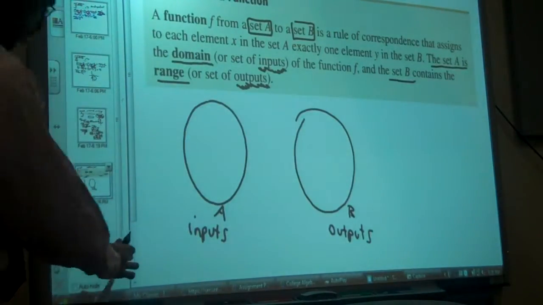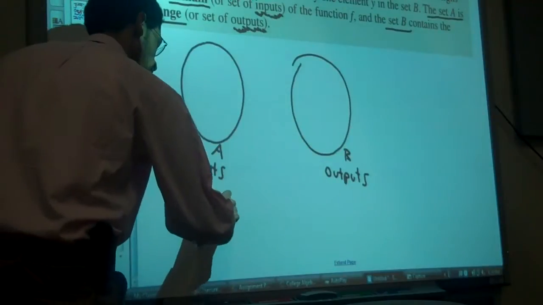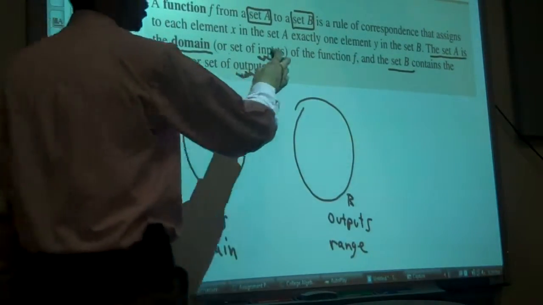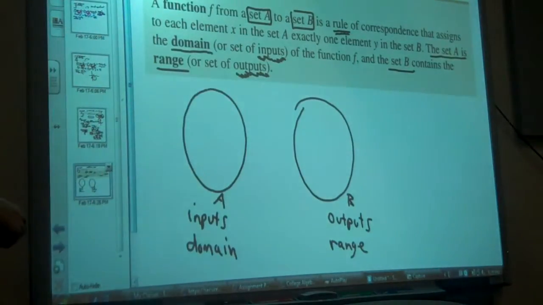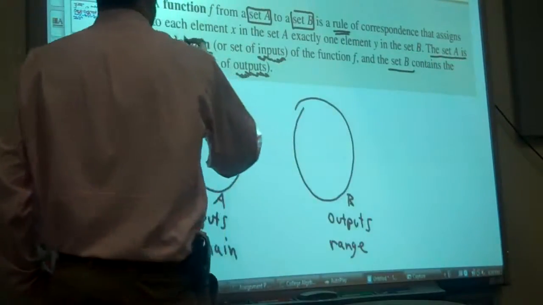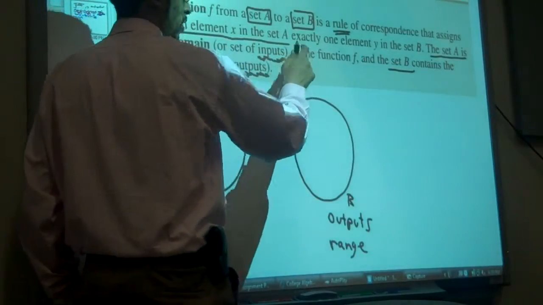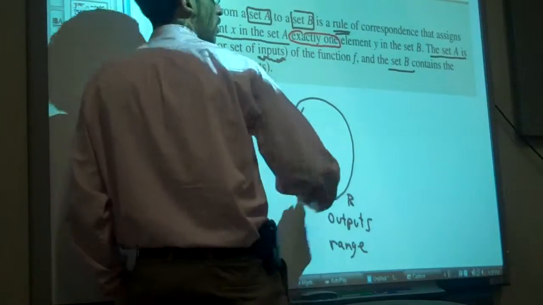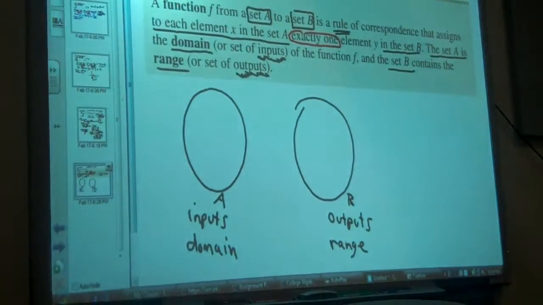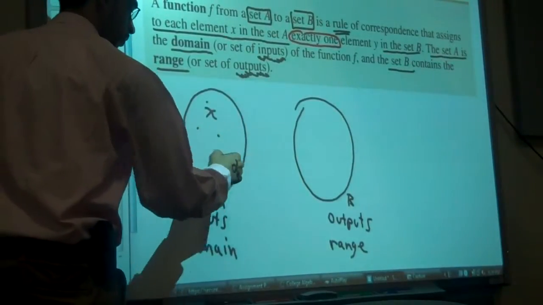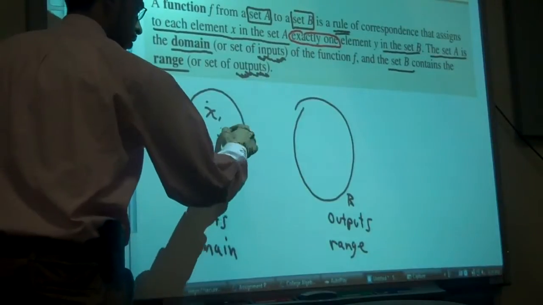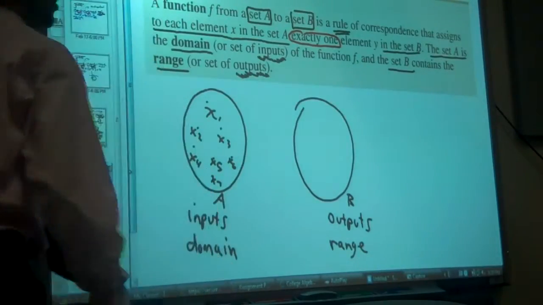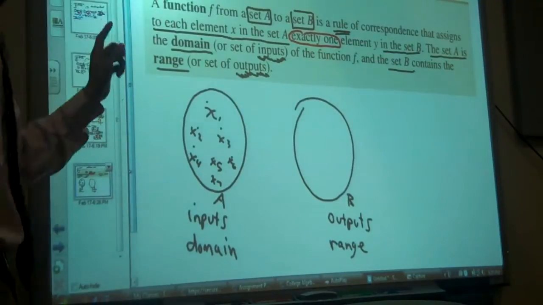A is called the domain. B is called the range. And a function is a rule that will assign to each element in A, the domain, exactly one element in the range B. So I got x's over here, I got a bunch of them. x gets one, see the word exactly one.